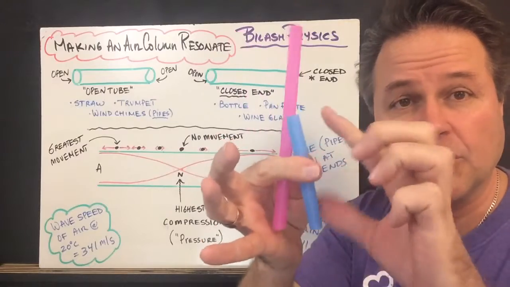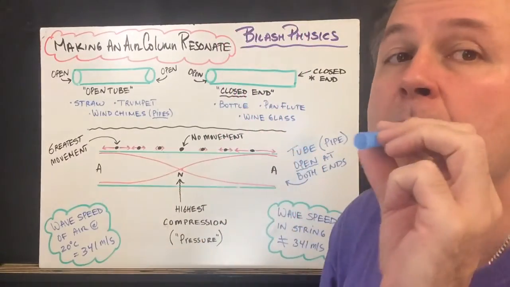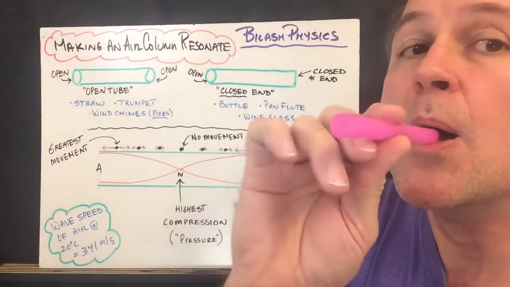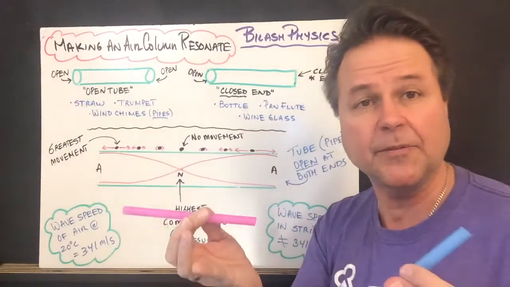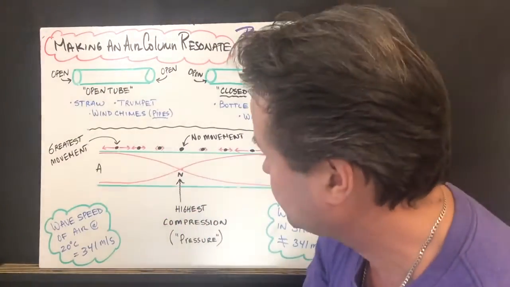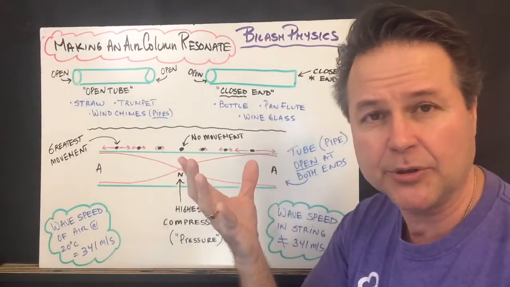Here are two straws, a short straw and a long straw. What's the difference in sound there? Now, how is that sound produced?